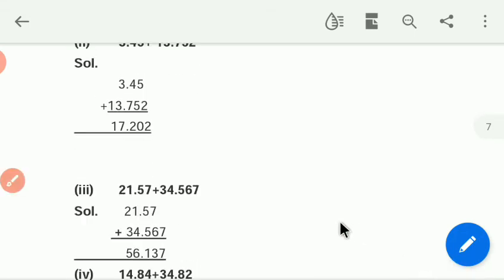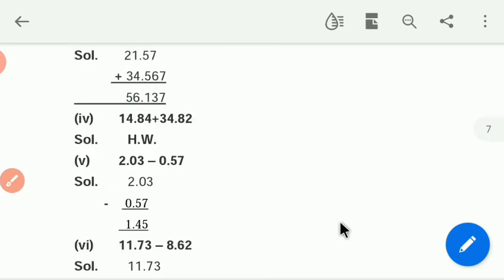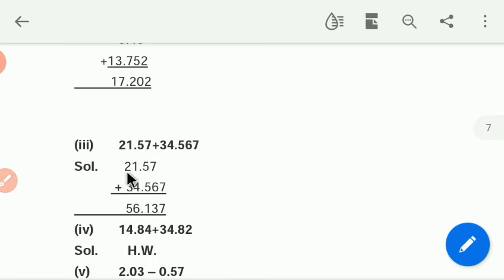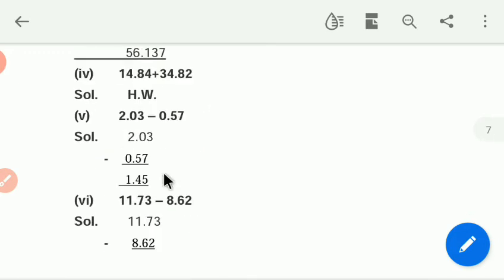Nothing else you have to do. First you should know how to arrange the numbers. Then you can easily find the answer. And question number 4 is your homework. The same as question number 3, we have done like the first and second one only. Then the 5th one, 2.03 minus 0.57. Here we have to subtract.